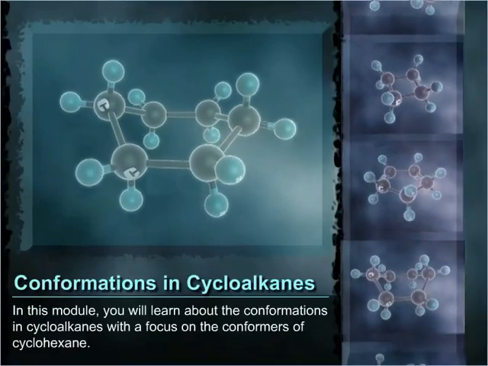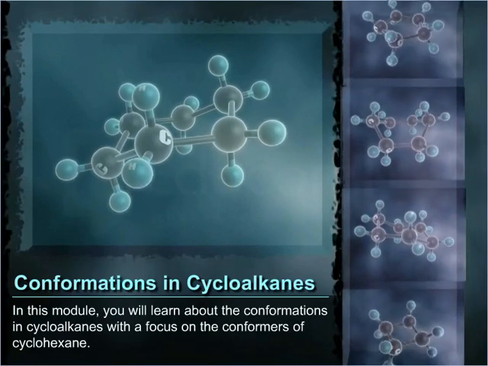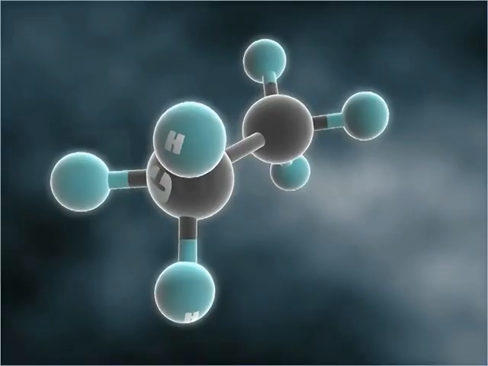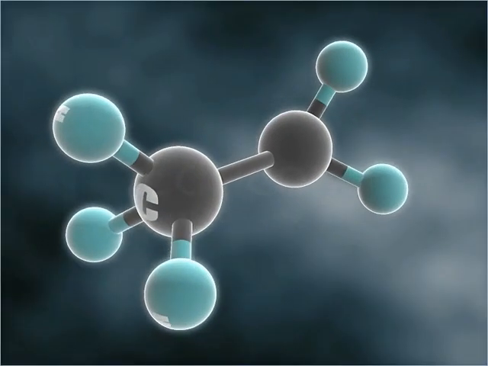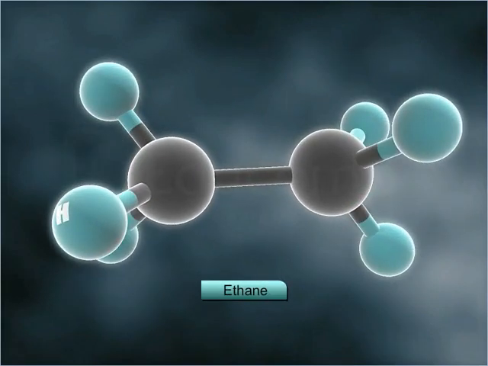Conformations in cycloalkanes. In this module you will learn about the conformations in cycloalkanes with a focus on the conformers of cyclohexane. You must have learned that carbon-carbon single bonds in alkanes can rotate freely about their axes.